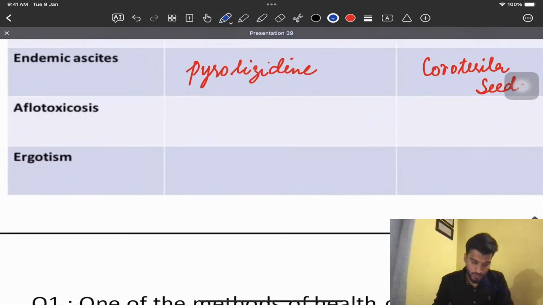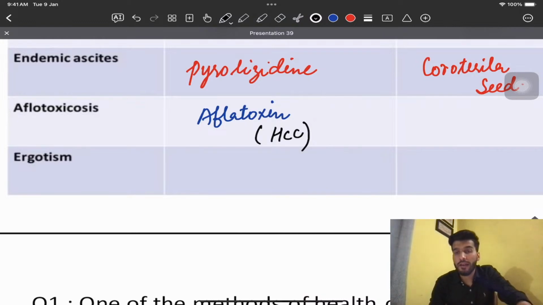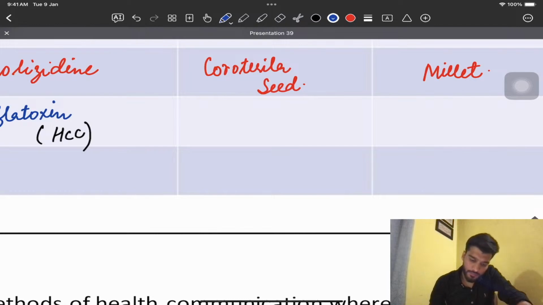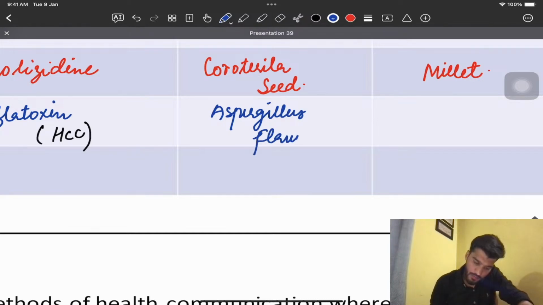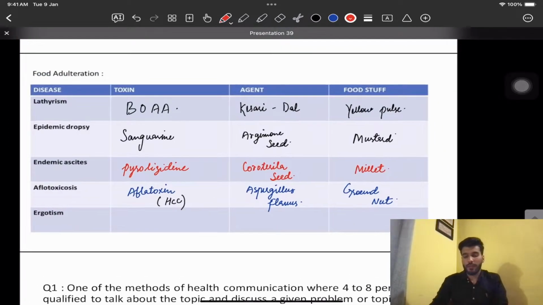If I talk about aflatoxicosis, the toxin is aflatoxin, and this toxin also causes hepatocellular carcinoma. And the agent is Aspergillus flavus. Okay, and the food stuff is groundnut.